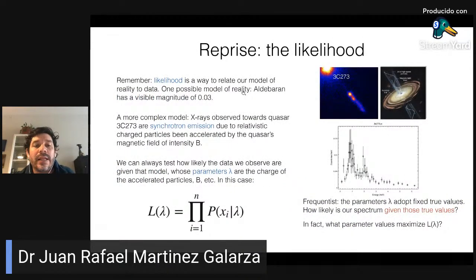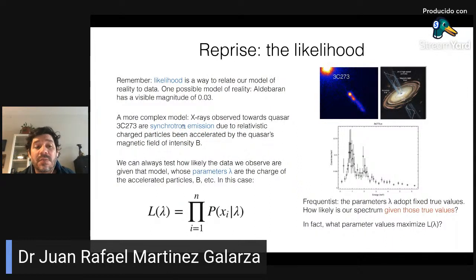So let's go back to talk about the likelihoods. And just for you to remember, likelihood is just a way to relate our model of reality to data, right? Remember that the likelihood as we define it is something that gives you the probability of a bunch of data being drawn if you assume a particular model. So for example, one possible model of reality would be: star Aldebaran has a visible magnitude of 0.03. That's basically your model of reality that you can test, and you can get the likelihood. If you assume that Aldebaran has this magnitude, then you can get the likelihood of obtaining certain photometric measurements when you measure the light of Aldebaran with a telescope.